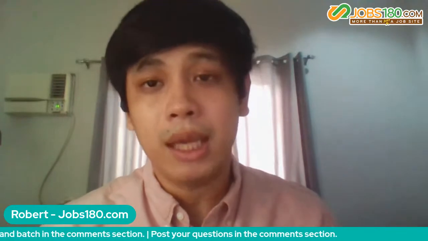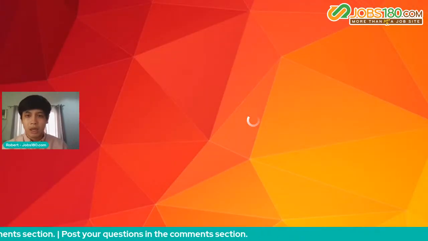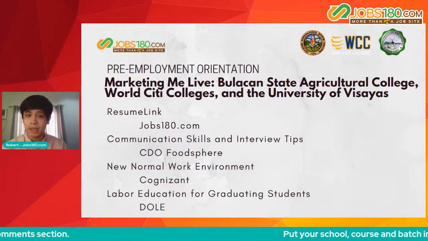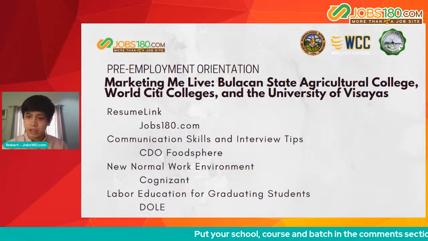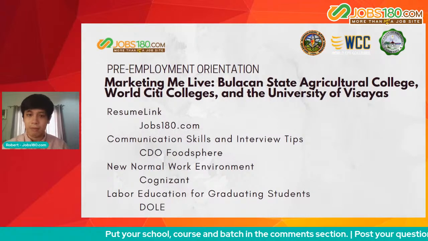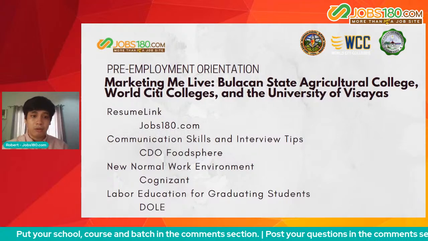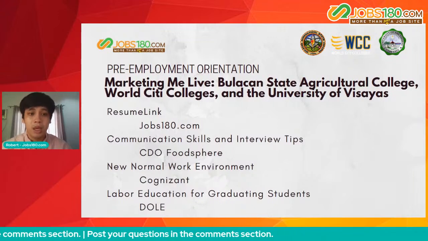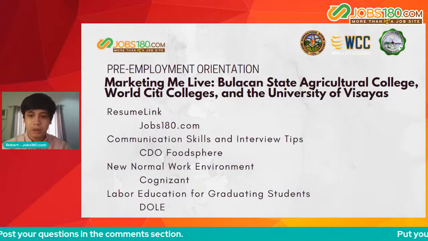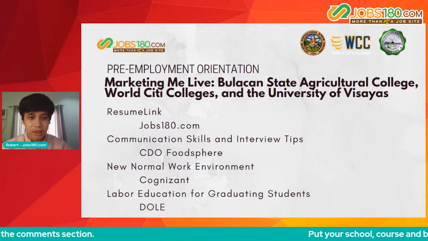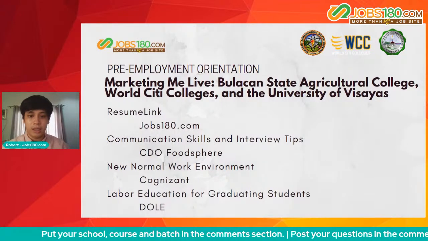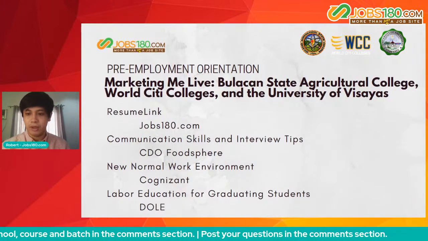Okay? So now I would like to share our topics. The flow is that there is one topic and then we have one company representing and answering your questions later in the Q&A after their presentation. So our topics are, one, ResumeLink, which will be represented by jobs180.com. Communication skills and interview tips, given by CDO Food Sphere. And then new normal work environment, we have 3 representatives from Cognizant. And lastly, labor education for graduating students, and we have a representative from Dole.